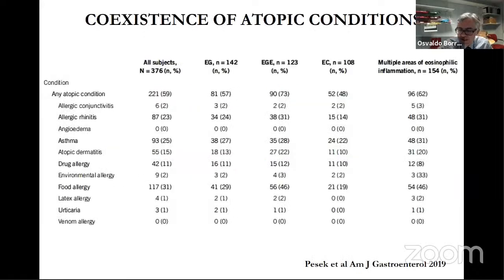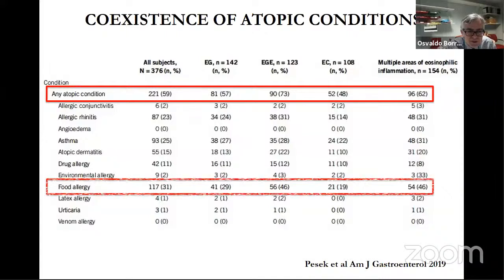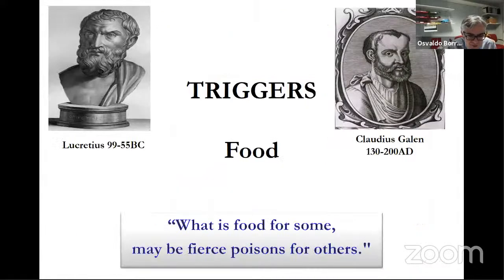So essentially, this is a study just published last year, and you can see that any atopic condition is present in almost all the patients with eosinophilic GI disease. In eosinophilic gastritis in more than 50%, in 2/3 of the patients with eosinophilic gastroenteritis, and half of the patients with eosinophilic colitis. And as you can see, food allergy is present in almost 50% of them. So it's very common. These are atopic patients, and half of them can have an associated food allergy. So of course, which are the main common triggers?